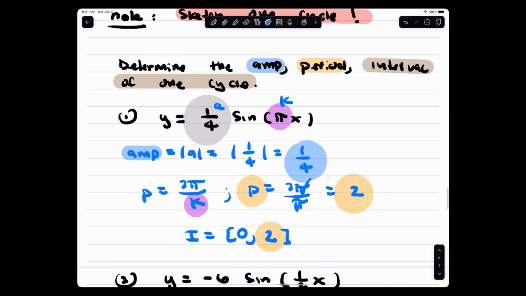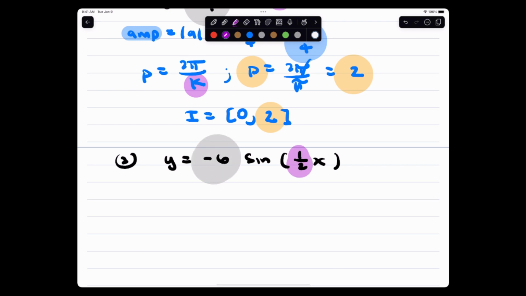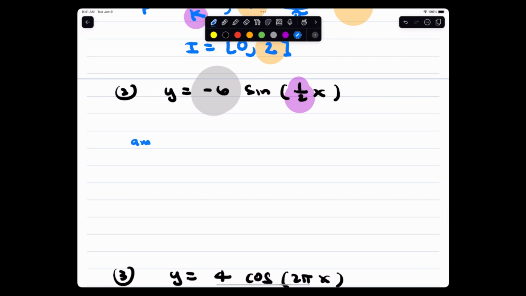We want to determine the amplitude, the period, and the interval of one cycle. And let's continue. Okay, you guys did some of these questions yesterday. So let's go over these solutions. But I'm going to highlight the information we need. So, going over, the amplitude, the absolute value of -6 is +6. That's my amplitude.